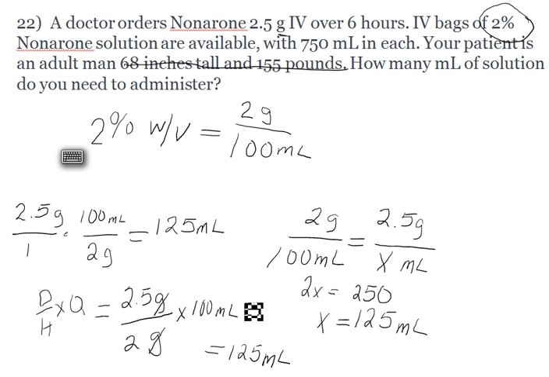Now, what is most confusing on this problem is that we did not use the 750 milliliters. And so even though there are 750 milliliters in the IV bag, based on the doctor's order, we are only going to administer 125 milliliters out of that 750. Many times we think that because this is an IV solution, we have to administer the entire bag, but that is not the case with IV meds. We're still going to administer the amount based on the doctor's order.